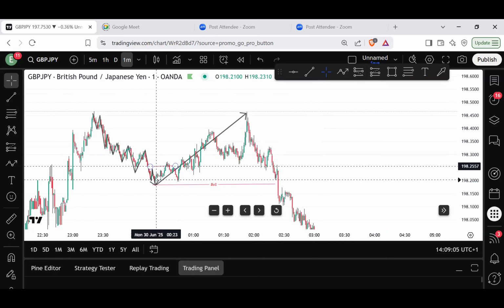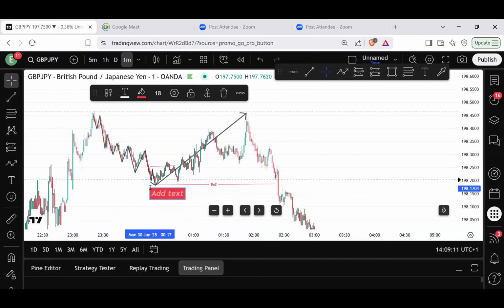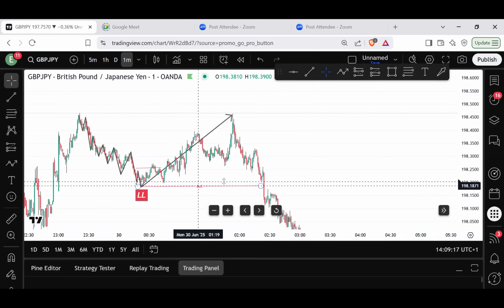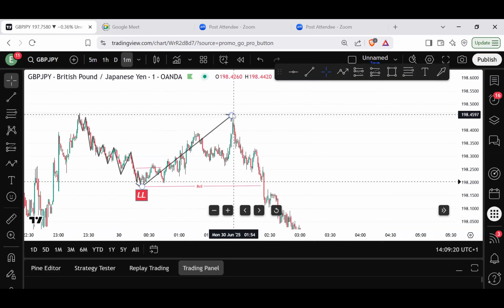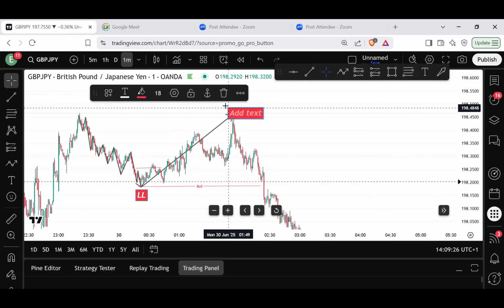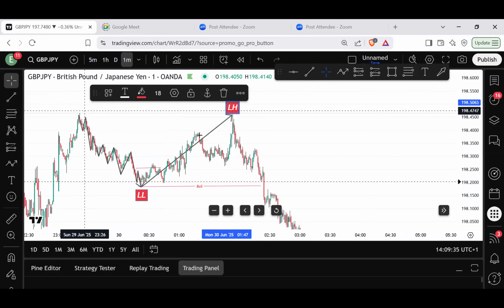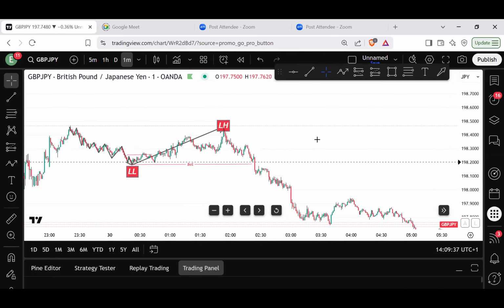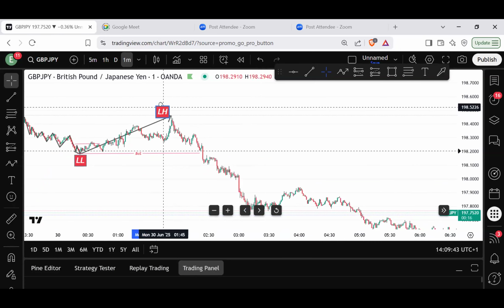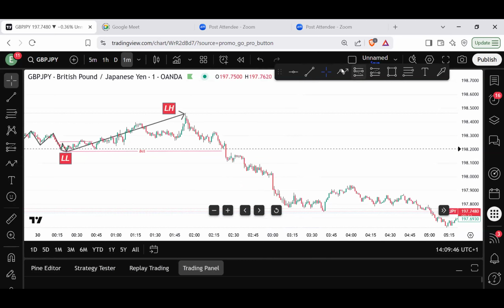Immediately after this, the correction happened. This is our lower low. After this break of structure happened, this is the highest point before the structure, so I'm going to label it lower high, because it's lower than the previous high. Okay, so we move to the next. A new impulse started from here, so mark it again.